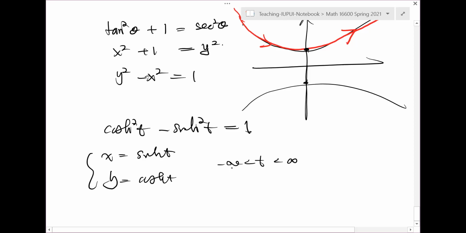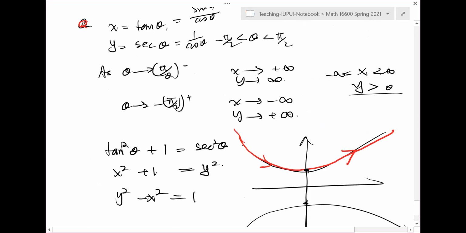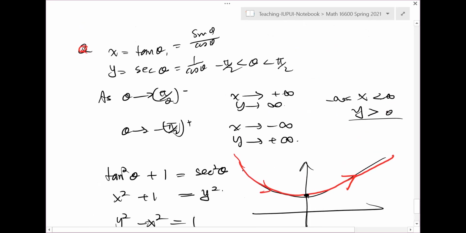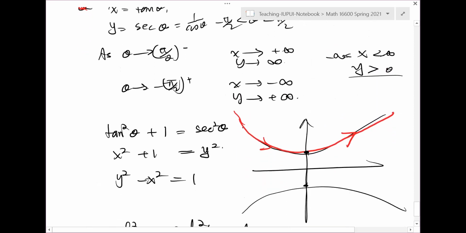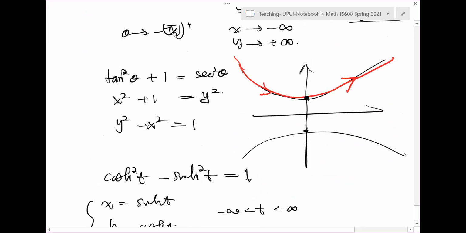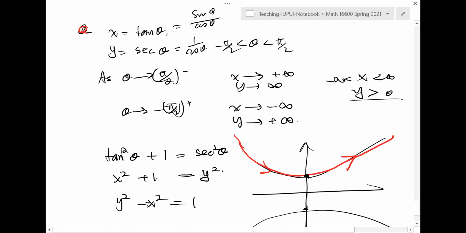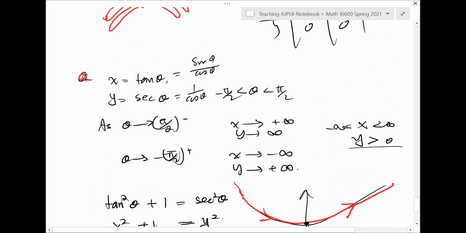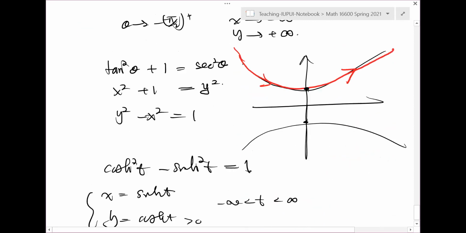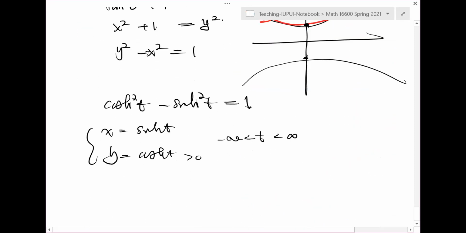Okay, when t goes to negative infinity, x goes to negative infinity, right? And y always goes to positive infinity. Y is positive. This is always positive. So for the same curve now, we do have two interesting parametrizations. One is this one, where theta is between negative pi over 2 and positive pi over 2, and here t is from negative infinity to positive infinity.